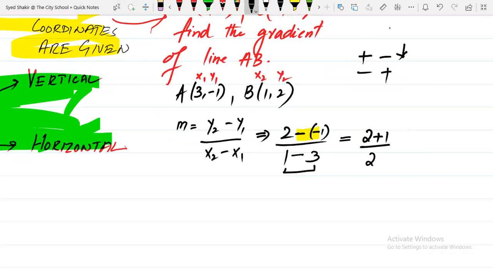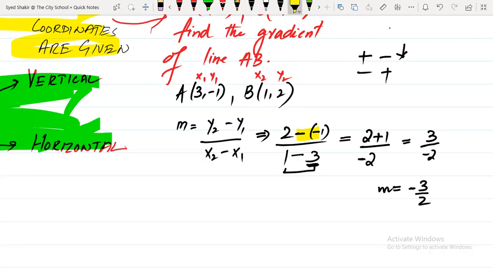Which one is the larger number? 3, having the negative sign, so you need to write -2. Different signs means values go down, and you put the sign of the larger number. In the numerator, 2 plus 1 becomes 3. So it is 3 upon -2. The numerator has a positive sign and the denominator a negative sign, so plus over minus gives minus: -3 over 2.